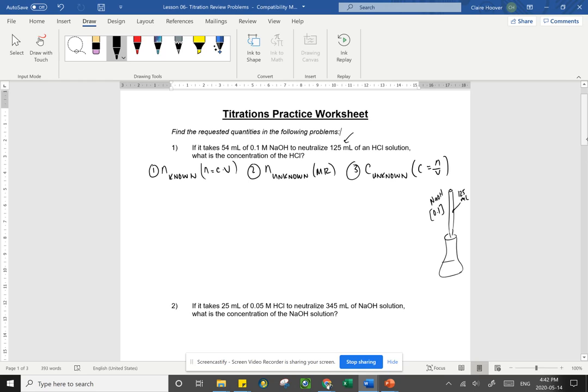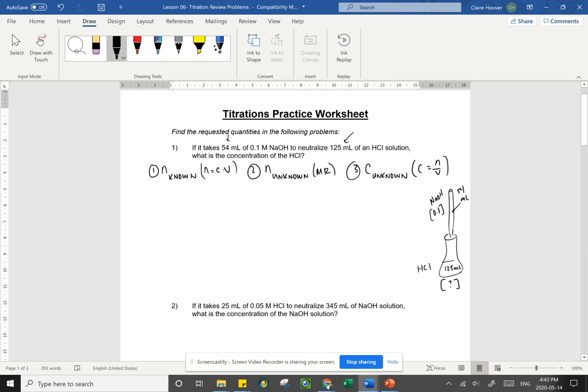We do know the acid that we're dealing with is hydrochloric acid. We don't know the concentration. Oops, sorry. We didn't use 125 mL of the base. We used 54 mL of the base. That's why it's important to read the question carefully. And we have 125 mL of the acid. We're trying to figure out what this concentration is.